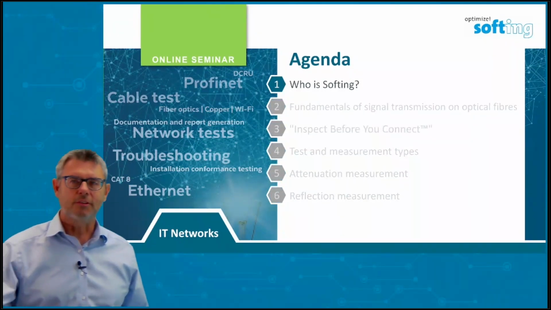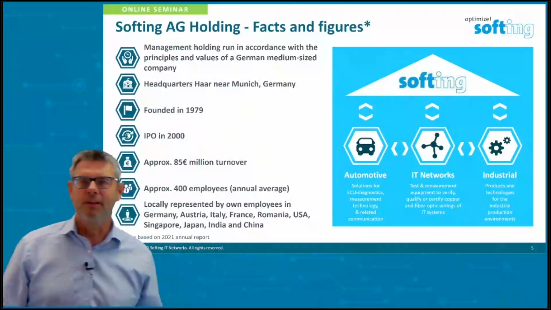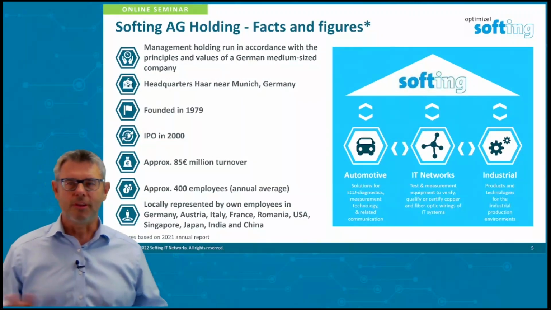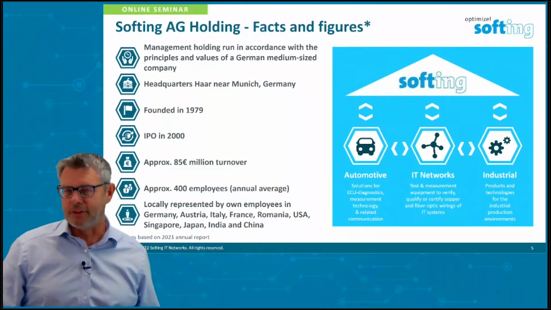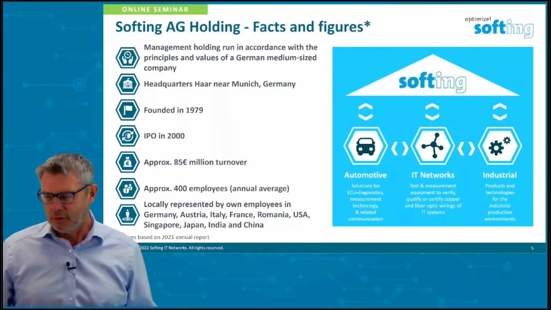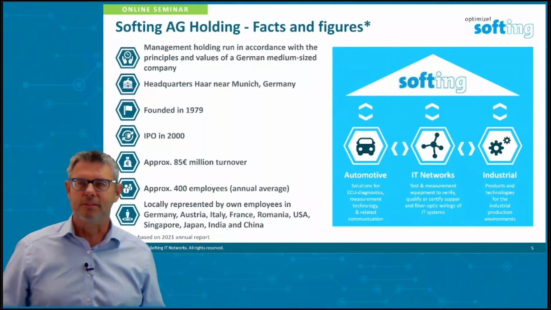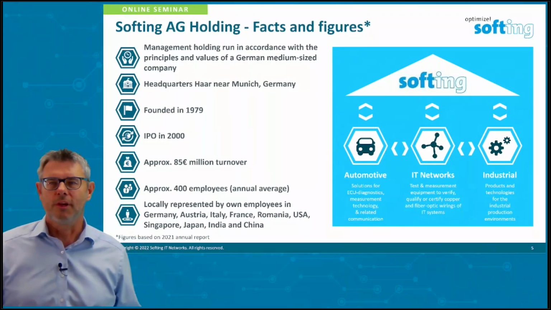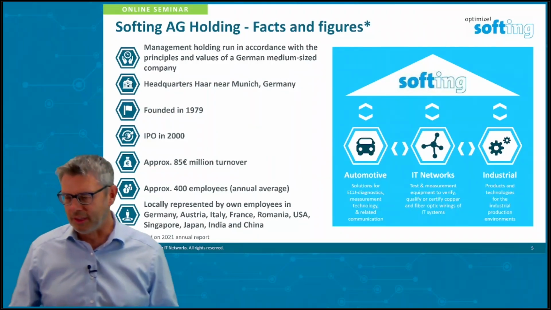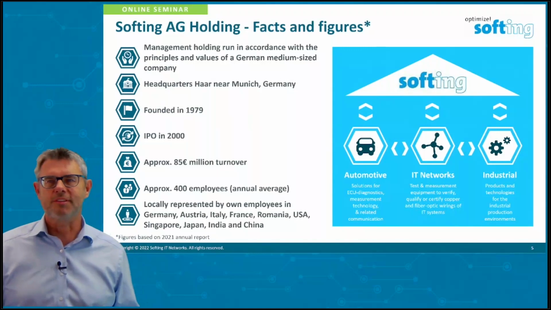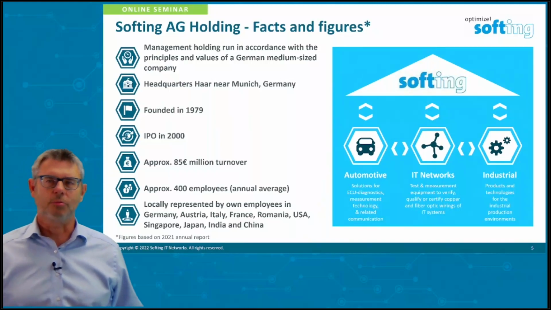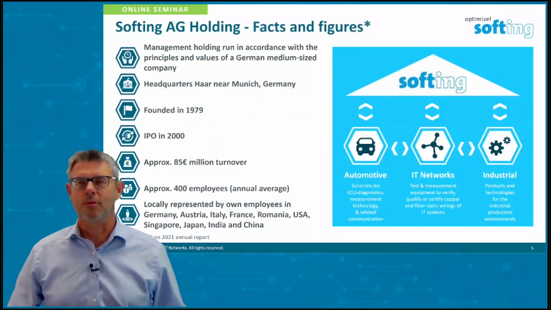So let's start with the introduction of Softing. Very briefly only, Softing is a typical German mid-sized company. Headquarters is near Munich. The company was founded in 1979 and went public in the year 2000. We have about 80-90 million of turnover and about 400 employees spread around worldwide, most of them here at the headquarters. The business sits on 3 columns: automotive, IT networks, and industrial automation.